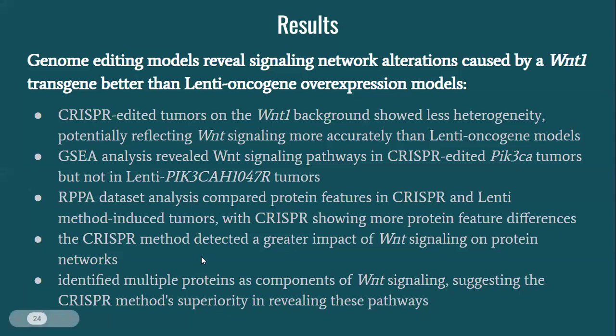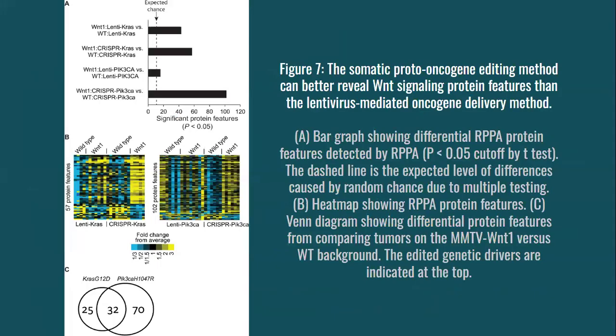The CRISPR method also detected a greater impact of Wnt signaling on protein networks and identified proteins as components of Wnt signaling. This suggested the CRISPR method's superiority in revealing these pathways was far greater. So here you can see an image that shows the somatic proto-oncogene editing method can better reveal Wnt signaling protein features than the lentivirus oncogene delivery method. So here the Venn diagram also shows the differential protein features from comparing the two different ones, where you can see both of these mutations.